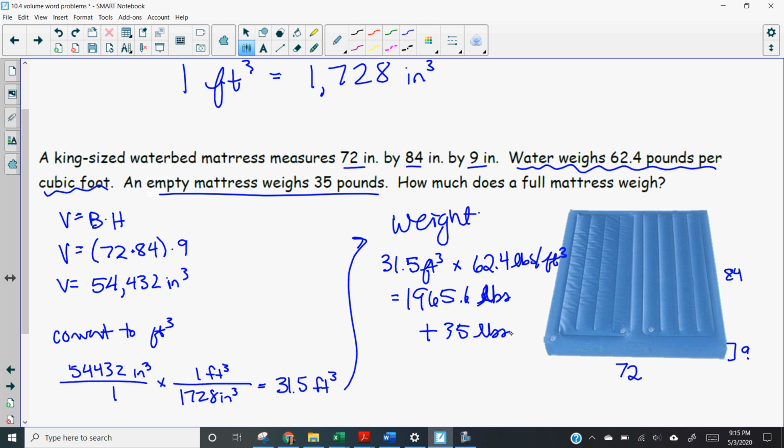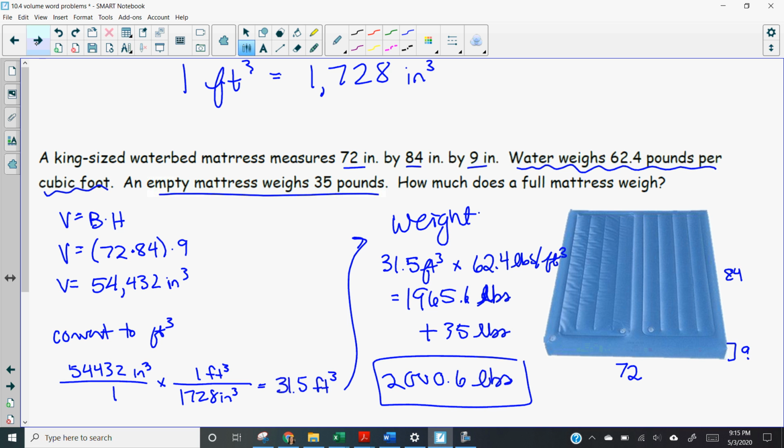Here's our total weight, 2,000.6 pounds for that full mattress. Okay, applaud yourself if you got that one. That is a lot of steps, a lot of converting, a lot to really work through. So great job on that one if you got it. If not, don't panic. Just make sure you can work back through those steps, piece that together.